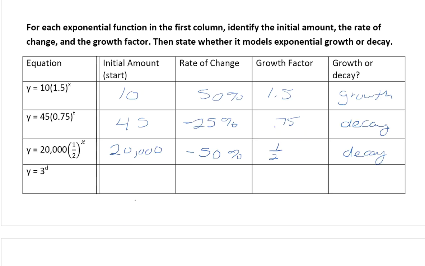And on this last example, there is no number in front of the 3, so we understand that there's a 1 there, so the starting amount is 1. The rate of change, well, the growth factor is 3, so we got to ask ourselves, what did we add to the 1 to get the 3? We added a 2, and then 2 written as a percent is 200%, and this is a growth equation. So hopefully that helps clarify the connection between the rate of change and the growth factor.